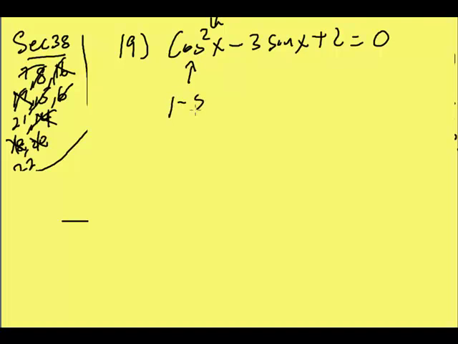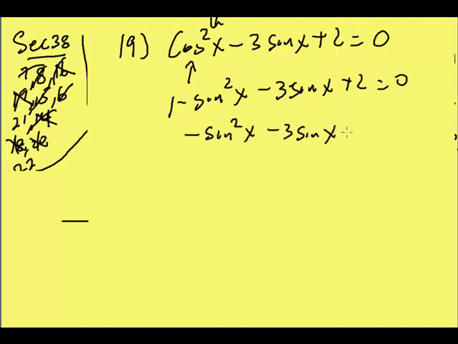Because you have cosines and sines, you can't have that. You have to have everything in terms of sine or everything in terms of cosine. When that occurs, you know you have to use a trig identity, and I have a trig identity for that. That is 1 minus sine squared x minus 3 sine x plus 2 is equal to 0. If I clean this up, I get negative sine squared x minus 3 sine of x plus 3 is equal to 0. Multiply everything by negative: sine squared x plus 3 sine of x minus 3 is equal to 0.